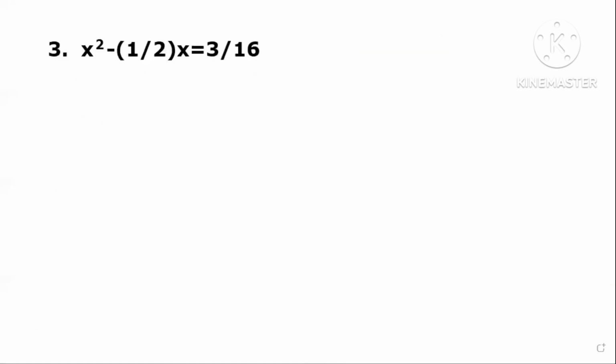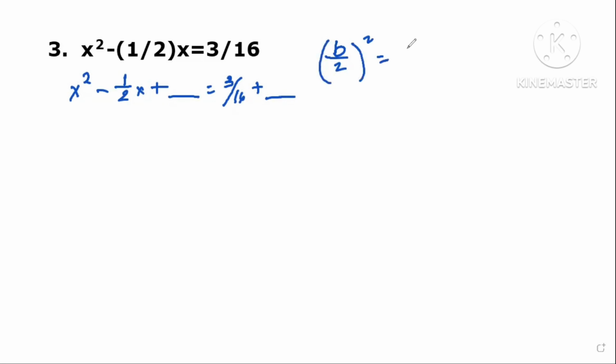And that's it. What if there are fractions involved? Paano natin to isosolve? So naka-descending na yung ating power at yung constant natin nasa right side na. So mag-a-add na tayo para ma-complete ang square. So we have x squared minus 1/2 x. Lagay tayo ng space dito, equals 3 over 16 plus blank. Okay, our b is negative 1/2, so b over 2 squared is equal to negative 1/2 over 2.